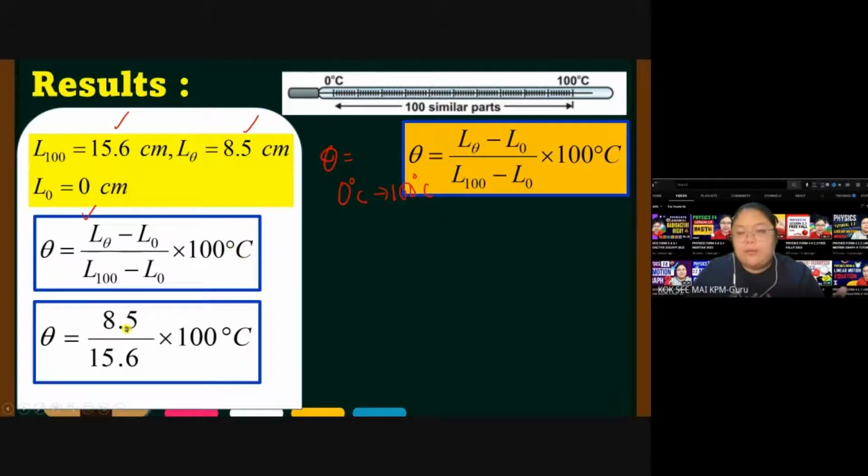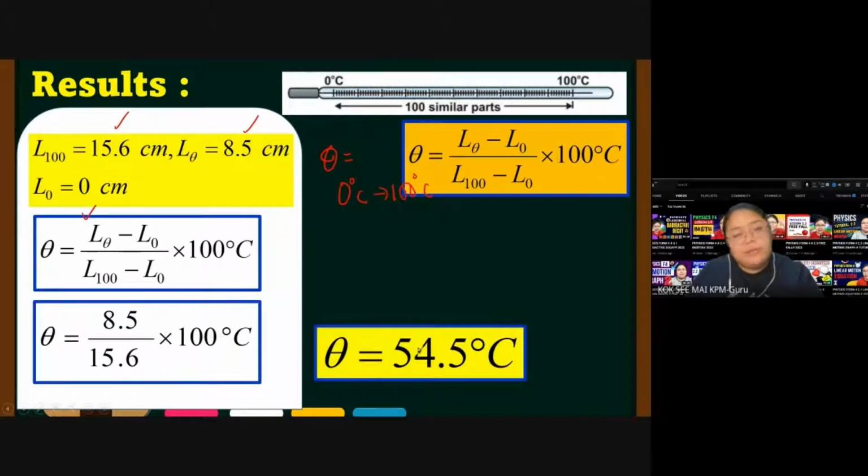Okay, 8.5, because we take L theta minus L0, 8.5. L100 minus L0, 15.6. Then multiply by 100 degrees Celsius. Okay, so we get our answer. The answer is 54.5 degrees Celsius. So that means when the L theta is 8.5 cm, what is the reading for the thermometer now? The thermometer is 54.5 degrees Celsius.